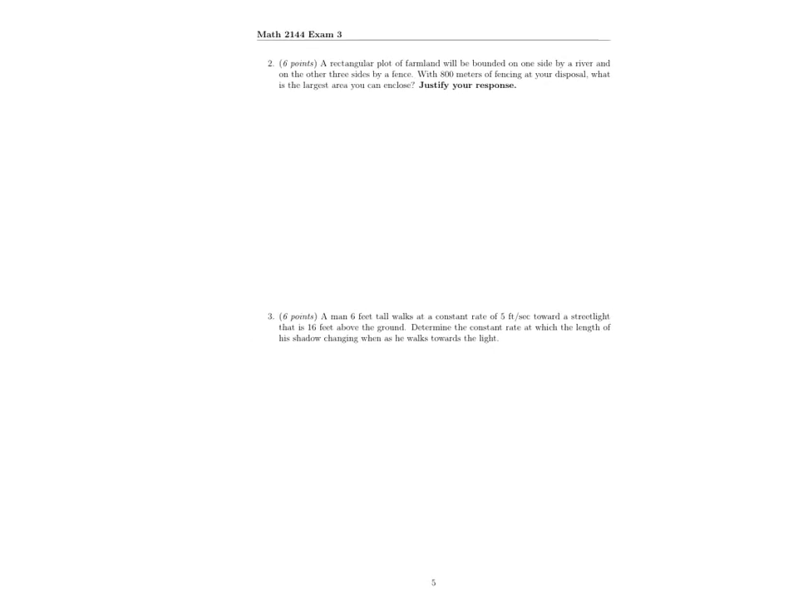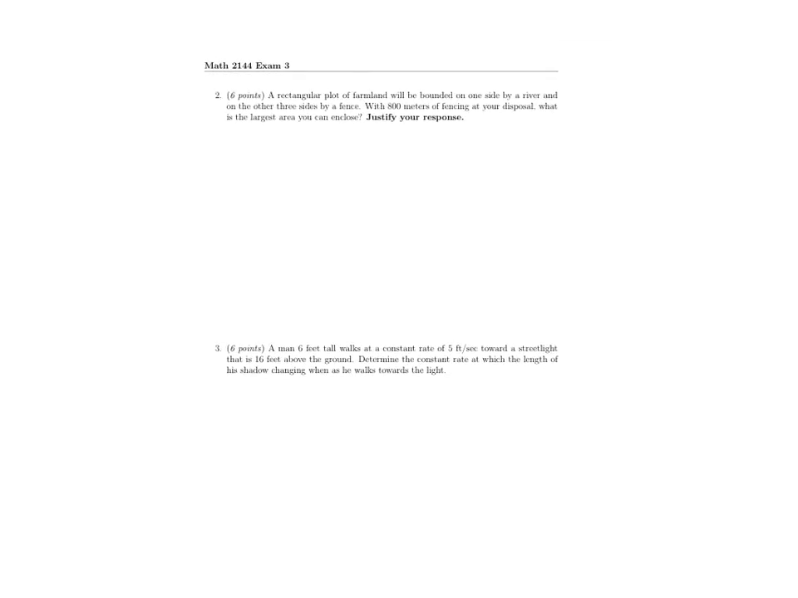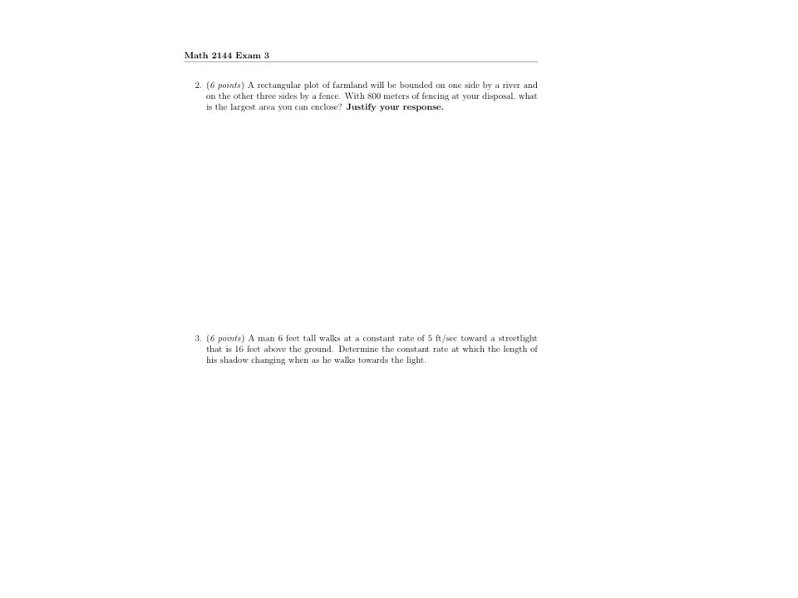So a rectangular plot of farmland will be bounded on one side by a river. So first we'll draw the river. Draw a river, and on three sides by a fence. 1, 2, 3. And it's a rectangle, so I know that if this is the width and this is the length, this is also width and this is length. Okay, so I want 800 meters of fencing.